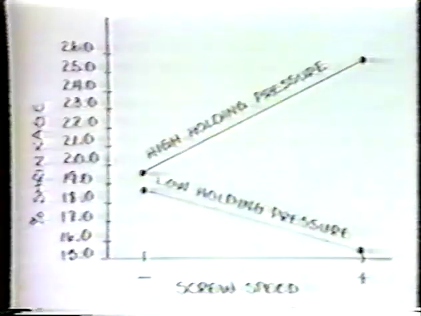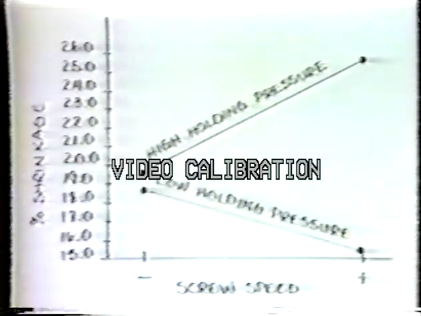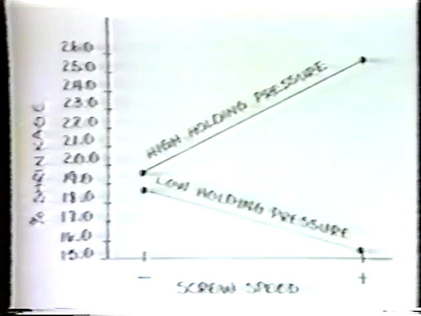We have to be careful here. Look at the results more closely. If we examine the screw speed effect more carefully, we see that it is different depending on the holding pressure. When holding pressure is low, increasing screw speed actually decreases shrinkage. But when holding pressure is high, increasing screw speed increases shrinkage. The average main effect of screw speed alone is somewhat deceiving. These two variables interact in terms of how they influence shrinkage.